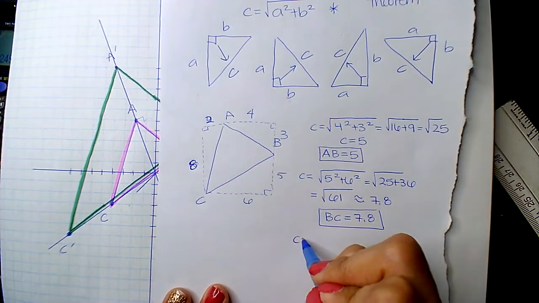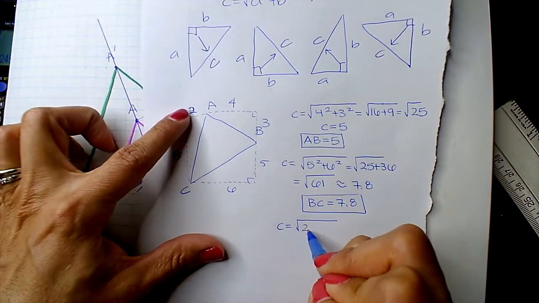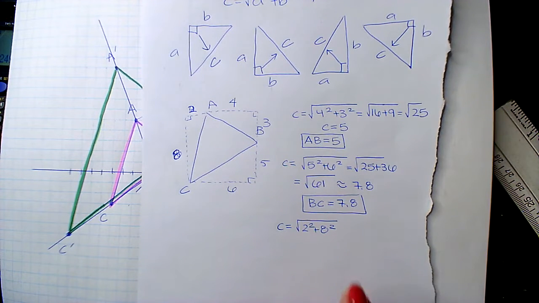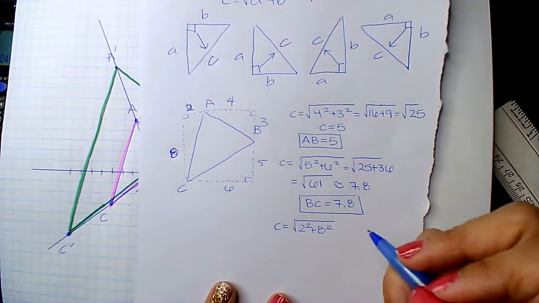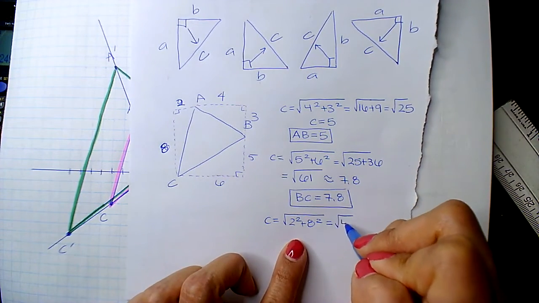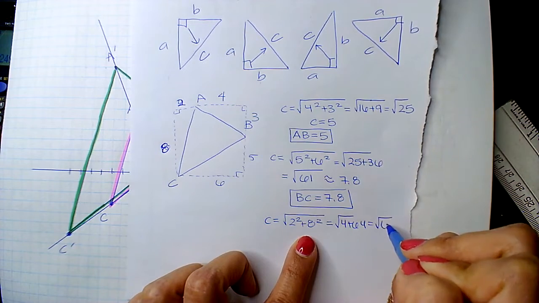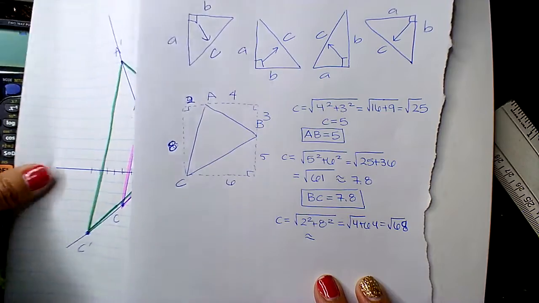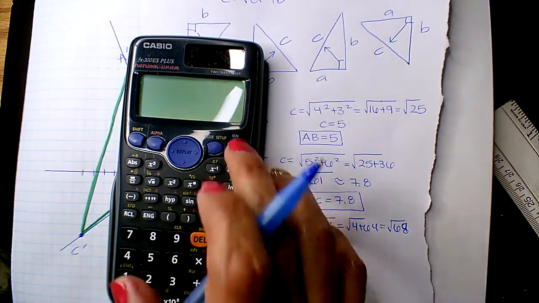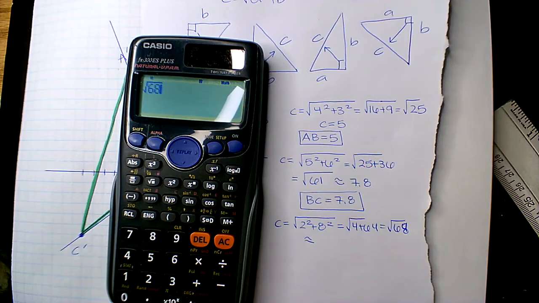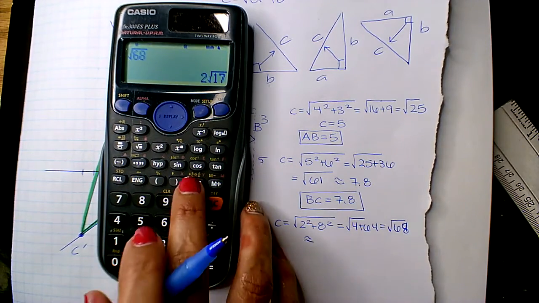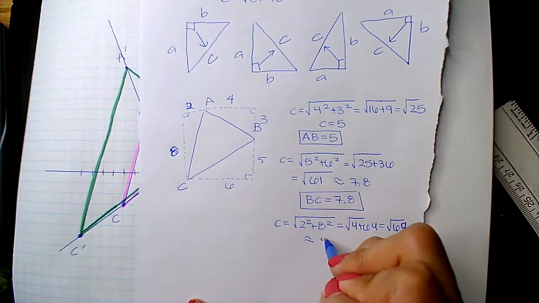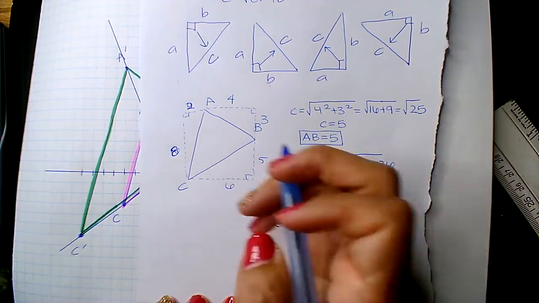All right, so then C is equal to 2 squared plus 8 squared. And again, it doesn't matter if you did 8 squared plus 2 squared. It's addition. All right, it's commutative. Okay, so 4 plus 64, 68. What's the square root of 68? 8.2. And so that is AC.